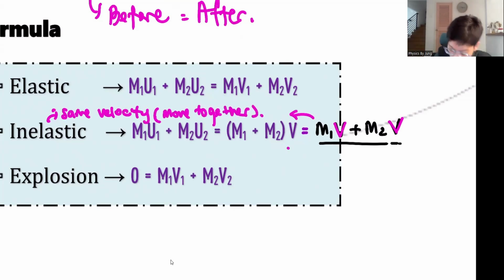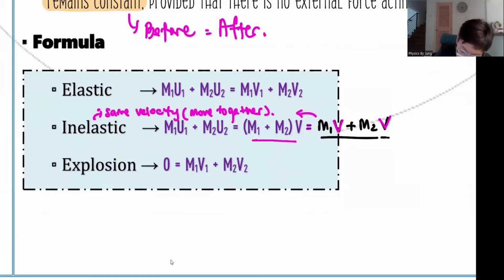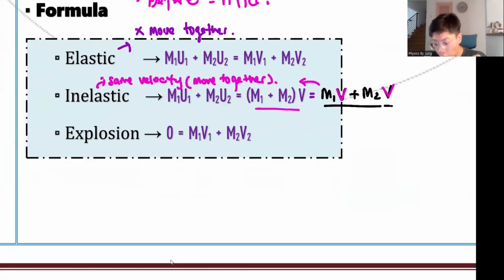So the idea is from the formula, we try to understand what is happening to the object. This is actually m1v plus m2v, so they move together. So far, I will say these two formulas are very similar. Which means that elastic objects don't move together, while in inelastic they move together. So they separate.